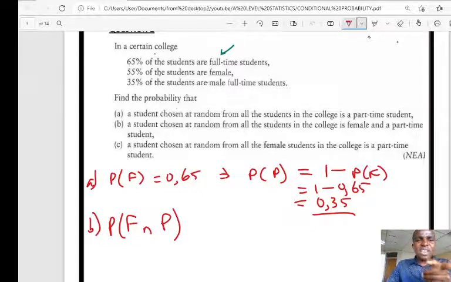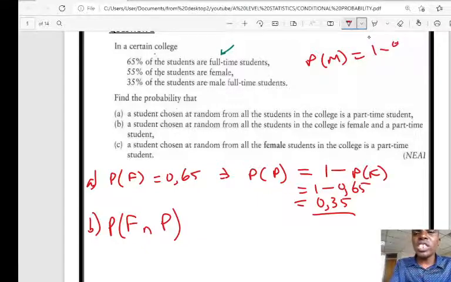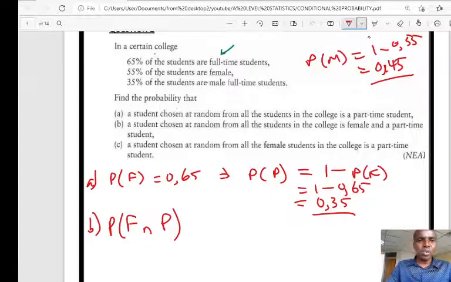We are given that 65% of the students are full-time students. Then 55% of the students are female. From this, you can say the probability of males is supposed to be 1 minus female, 0.55, which is 0.45, or you can call it 45%. That's the probability of male. Then 35% of the students are male full-time students. We're given up here that 65% are full-time students. 65 are full-time. Then 35 are male full-time.